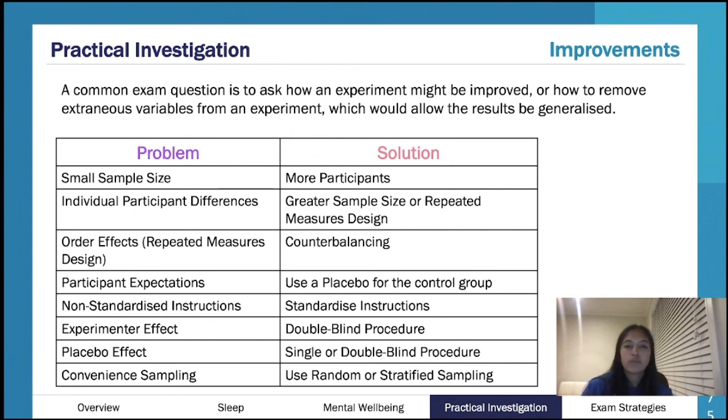If you want to get rid of participant expectations, you should use a placebo. If you have issues with convenient sampling, don't use convenient sampling, that sort of thing. Really, really important. You can expect questions on this in short answer, multiple choice as well.